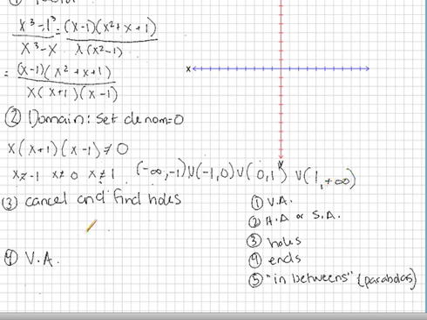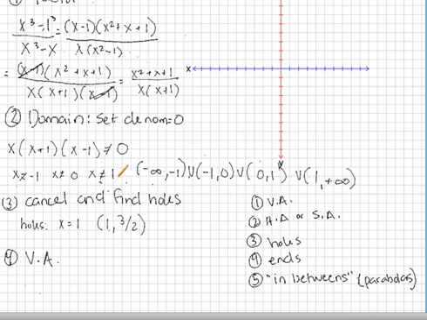The next thing we're going to do is we're going to cancel the common factors. That will help us find our holes in our graph. Our holes exist at the common factors, so we have holes at x equals 1. After we cancel, we can rewrite this expression as x squared plus x plus 1 over x times x plus 1. To find the y value of your hole, just go ahead and plug this value into this expression. And when you do that, you'll end up with a 3 on the top and a 2 on the bottom. So your hole is at (1, 3/2).